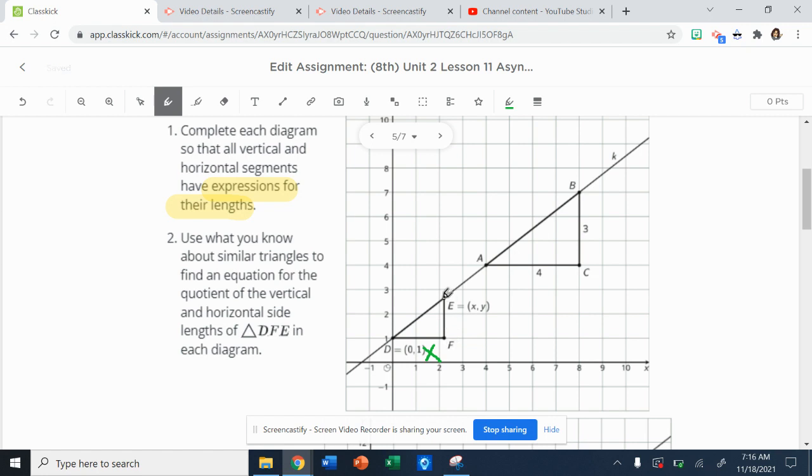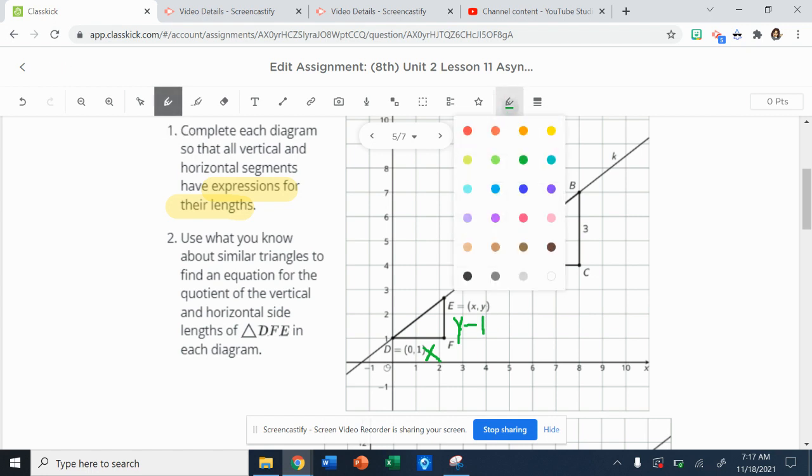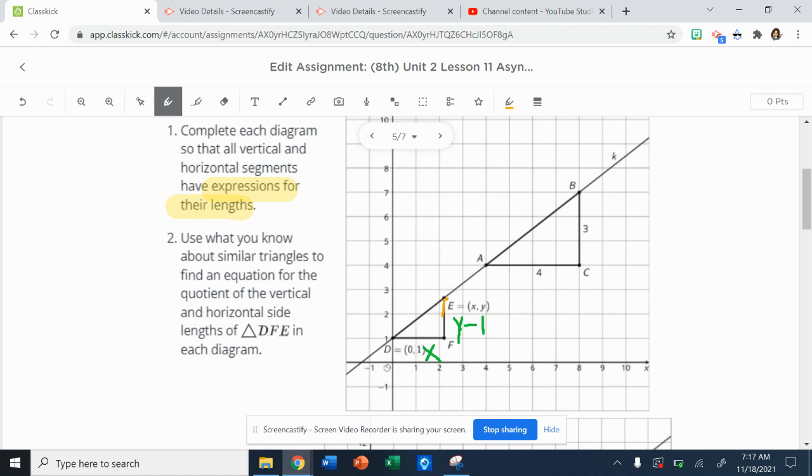But for FE, it's not going to be quite the y coordinate because this triangle isn't sitting on the x-axis. Instead, it's going to be y minus 1. And the way that you can think of that is that we've got a y coordinate, and the y coordinate would be the distance from E all the way down to the x-axis. But if we take away 1, we end up with the actual height of y. And so that's why the length is y minus 1.